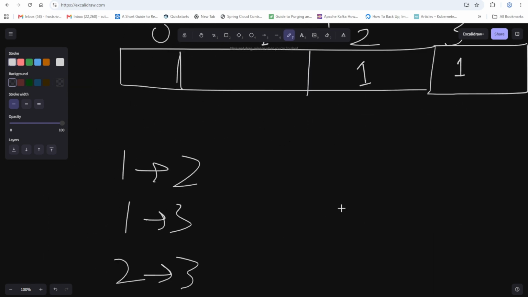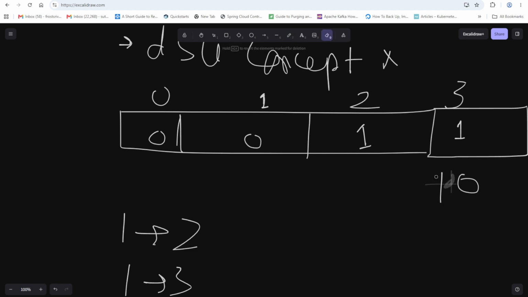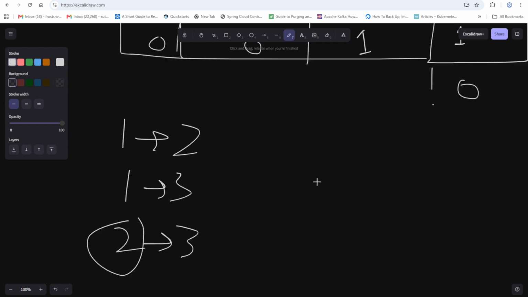Now 2 to 3. Now when we reach 3, we saw that it's not 0, right? If no parent is there, then it will be 0. But if we come here, we saw that it's not equal to 0, that particular box. So we can say that it already has one parent stored in it, and this 2 will be another parent for it.